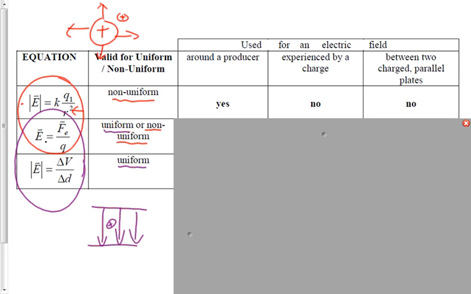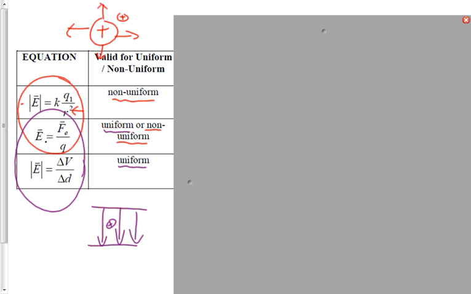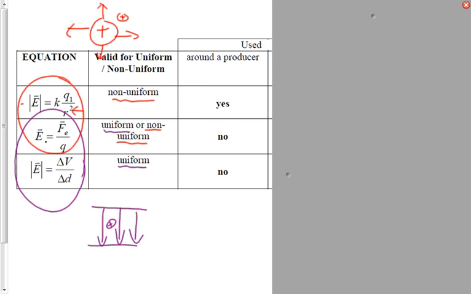What else do we know about these? Well, the electric field E is equal to KQ over R squared is the electric field around a producer. This is the experiencer equation. And of course, this one is the electric field that's between two parallel plates.